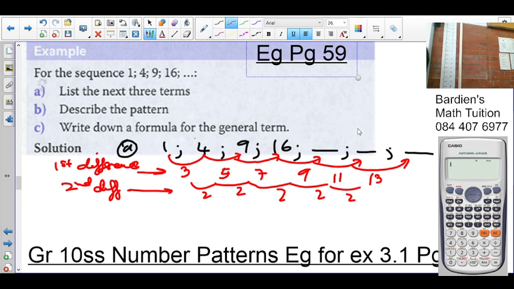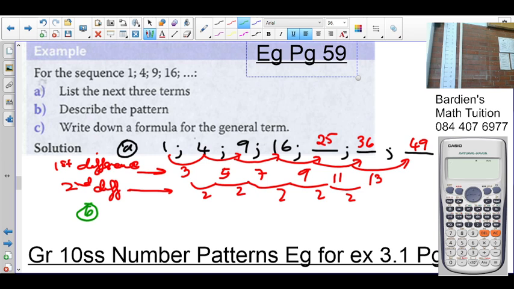So if it has a second constant difference, it will be quadratic. If it has a first constant difference, it's arithmetic, or linear. Alright. So 16 plus 9 is 25, 36, 49. Square numbers. Okay. Let's look at B.